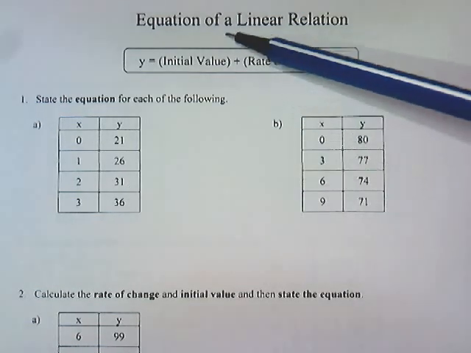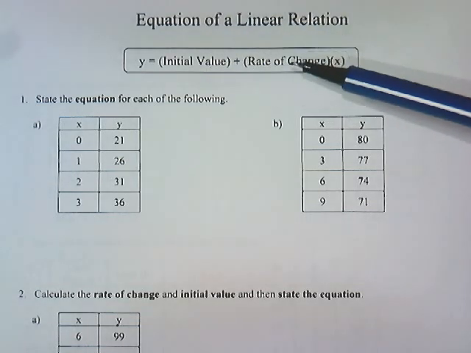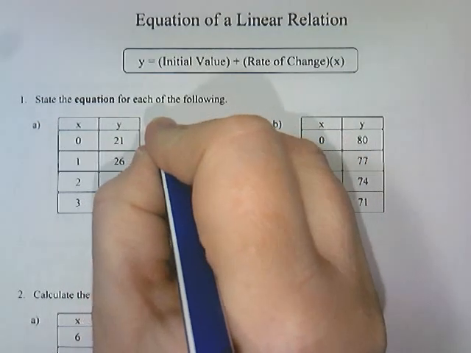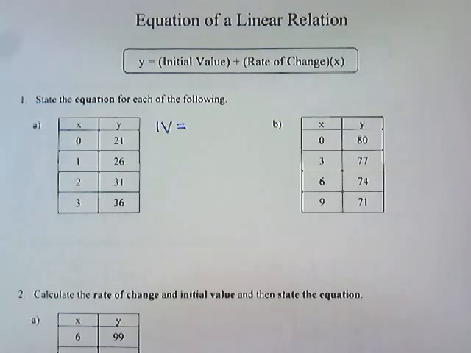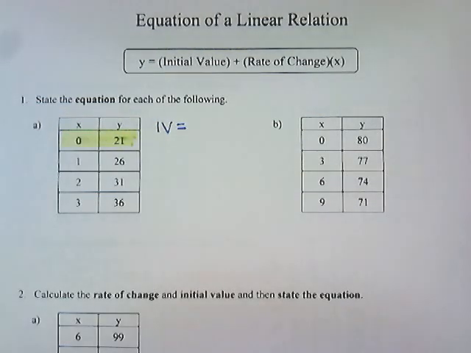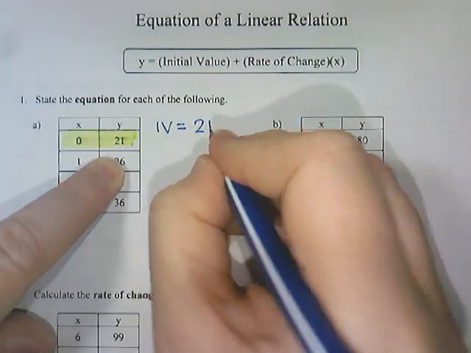So in order for us to generate an equation, we need the initial value, and we need our rate of change. So basically, we need our zero term, and then we need what the differences are going up by every time. So the initial value is our zero term, which in this table is actually here, right? It is 0 and 21. We look for the x value to be 0, and then the initial value is the y value that goes with it. So our initial value is 21.